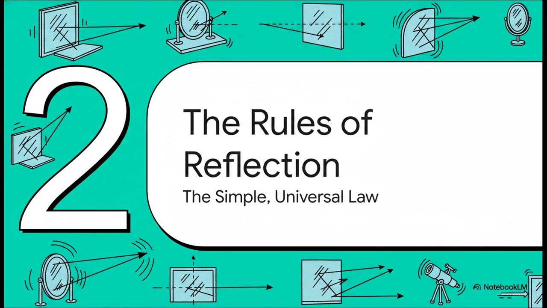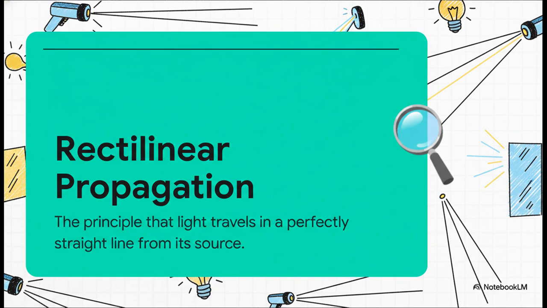It all boils down to one fundamental idea and two super simple, unbreakable laws that work for every mirror, no exceptions. So it all kicks off with a principle that has a pretty fancy name, rectilinear propagation. But don't let the name fool you. All it means is something you already know deep down. Light travels in straight lines. Seriously, just think of a laser pointer. That perfect, straight beam, that's this principle in action.